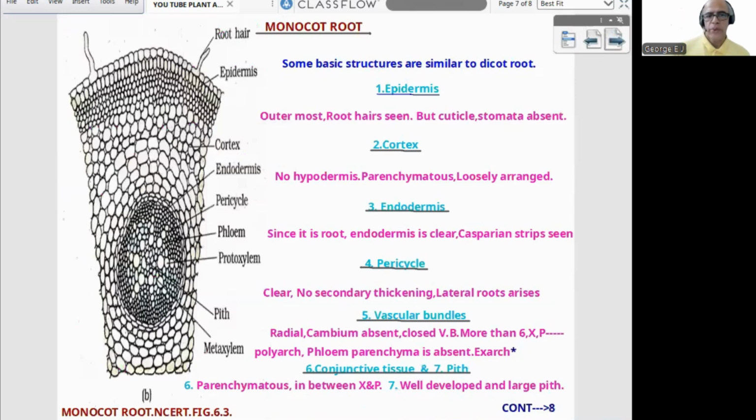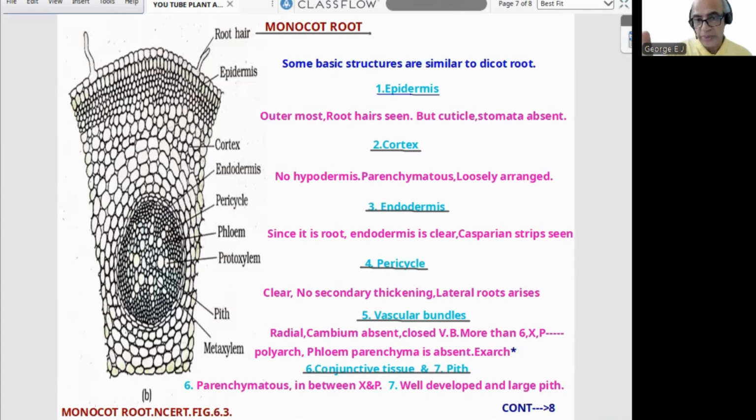After that, monocot root. Again, basic structures are common. Epidermis will be there, with root hairs, no cuticle, no stomata. Cortex, no hypodermis, parenchymatous, loosely arranged. Endodermis: since it is root, the endodermis is clear with Casparian strips, and the pericycle is clear. Since in monocot root there is no secondary thickening, only lateral roots arise from the pericycle. Vascular bundles are radial, cambium absent, so closed vascular bundle, with more than 6 xylem and phloem, so it is called polyarch.